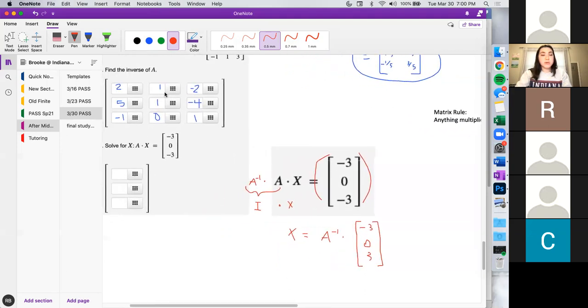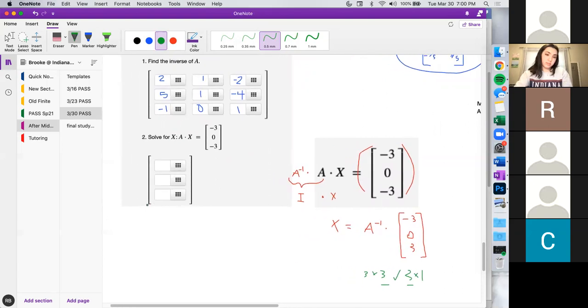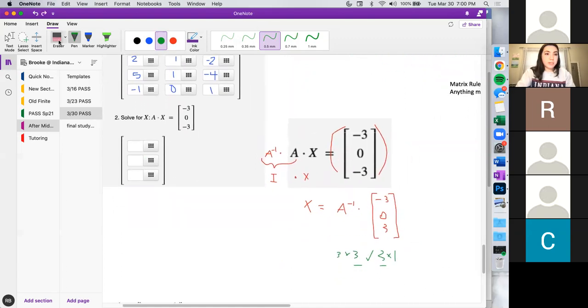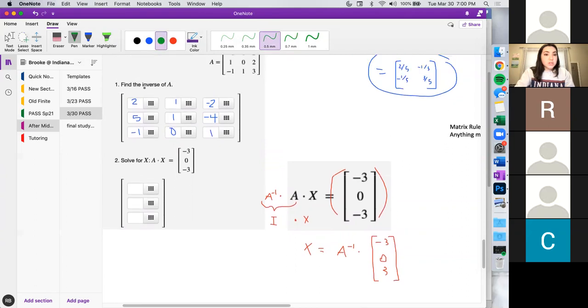A inverse is a 3 by 3. This is a 3 by 1. My inner numbers are good, so that means I can do it. And I'm going to get a 3 by 1, which, as you can see here, is x. And I'm going to plug that into a calculator. Where did we find a 3 by 3 from? A inverse of A, right here, is a 3 by 3.